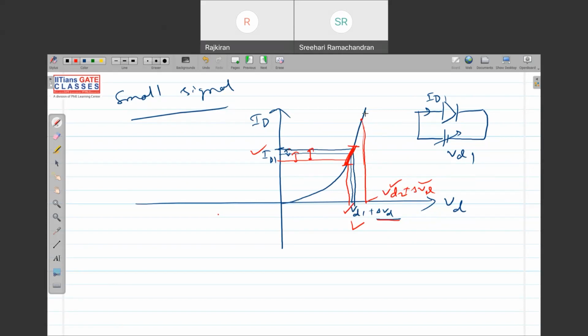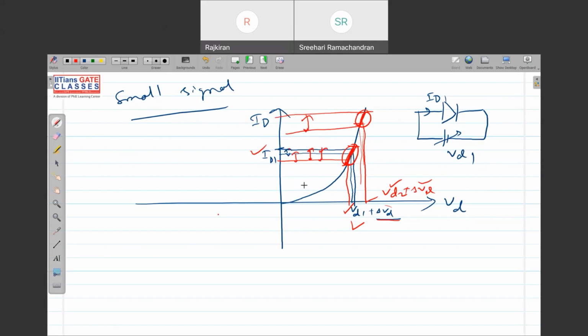At this point, if you want to approximate a linear curve, it will be like this. The slope of this line is different from the slope of this one, no? And the slope depends upon what? At what point of the curve you are in. That point is called the operating point. The small signal gain will depend upon the operating point. For the same change in VD, the change in current will be more here. So the change in current will depend upon the operating point where you are.